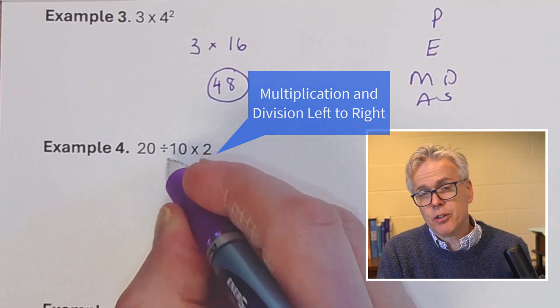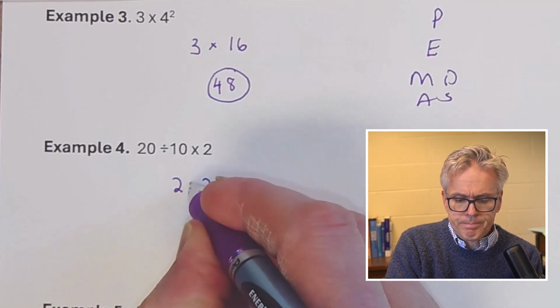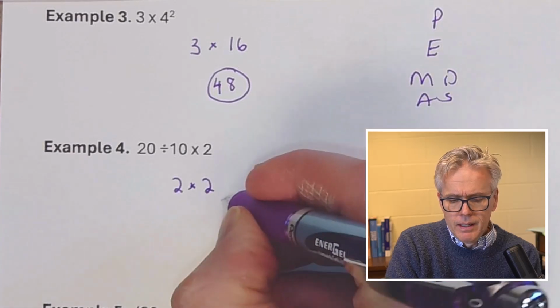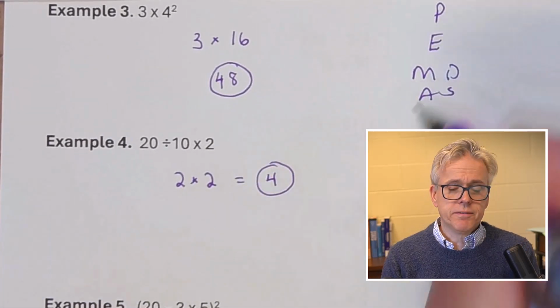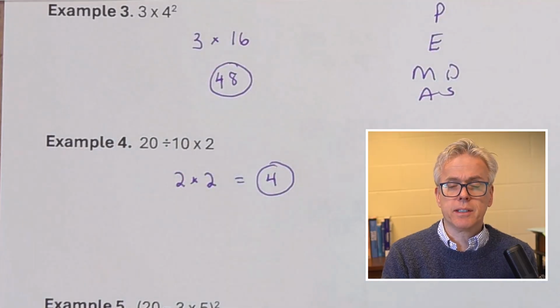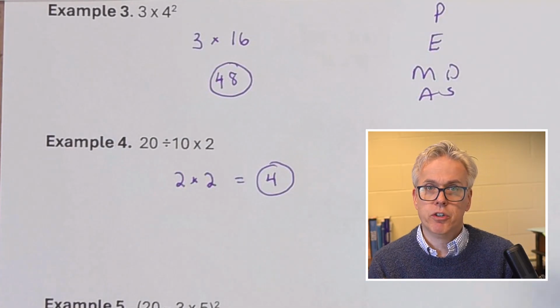We go left to right. So 20 divided by 10 is 2. And then 2 times 2 is 4. So note this one's very highly missed because multiplication sort of comes first within our PEMDAS, but we go left to right when we're doing these.